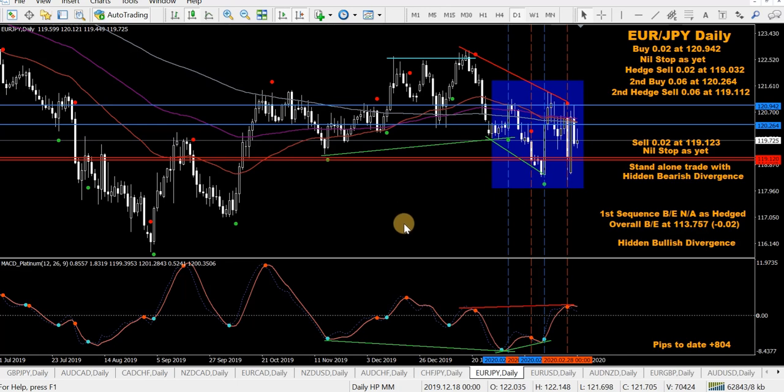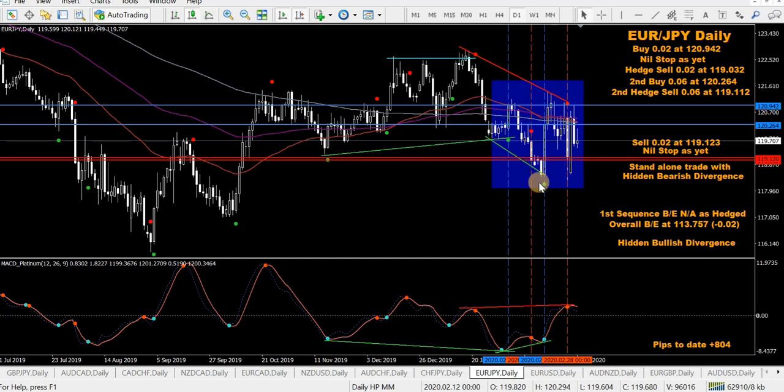Euro yen's another one giving me a bit of grief. Not too bad though. It's again because of the big US market move. The yen pairs have no idea what they're doing. So we've taken a buy here, took a hedge sell, took a second buy. It probably got up to my overall break even, but I just missed it. So then I took a second hedge sell, and at the same time I also took a second sell, standalone trade. And it's got hidden divergence itself, so I'll work my way out of that also.